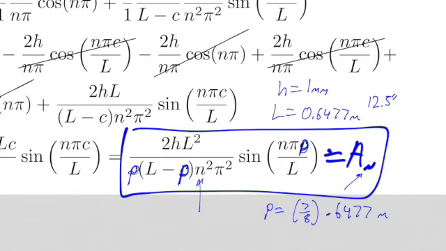But again, we know L, we know H, we know the number 2, we know the number pi. So we know everything in here to solve for a_n once we pick the n we're interested in.